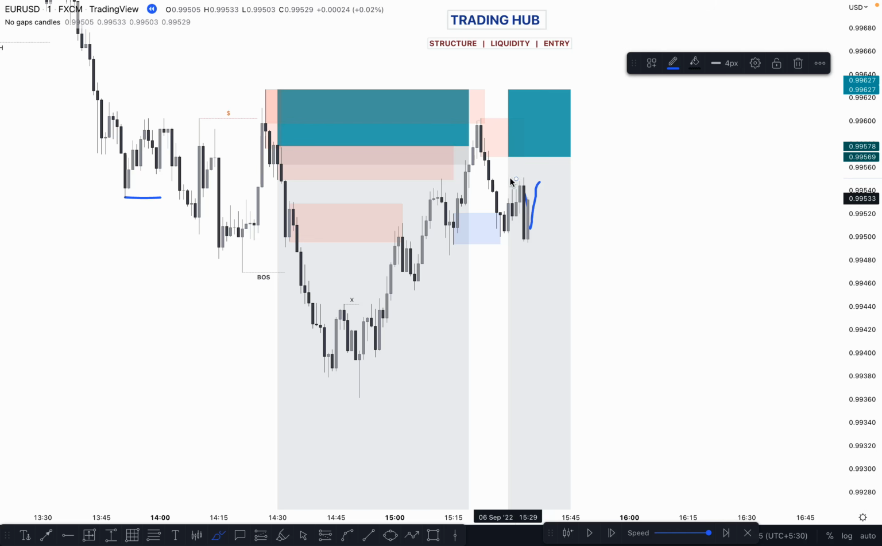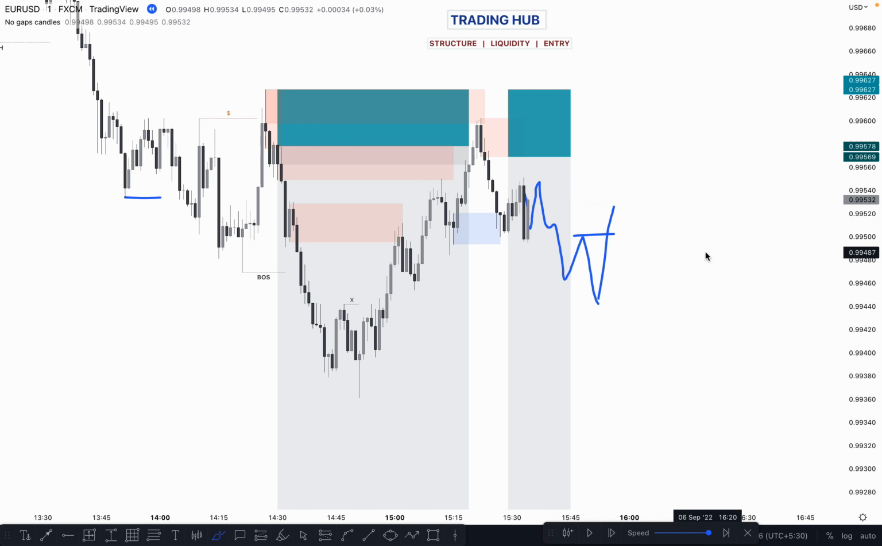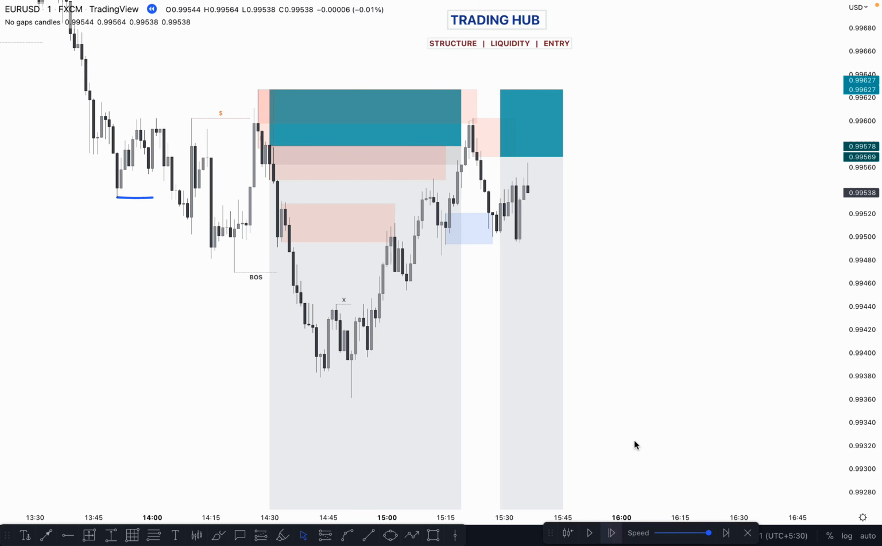If the market is unable to break this high, then what happens? The market breaks this low, like this, and then we can sell after taking out the inducement, mitigate something here and then sell. These types of entries are available here for the sell. So let's see what happened next and what the possible scenario is.